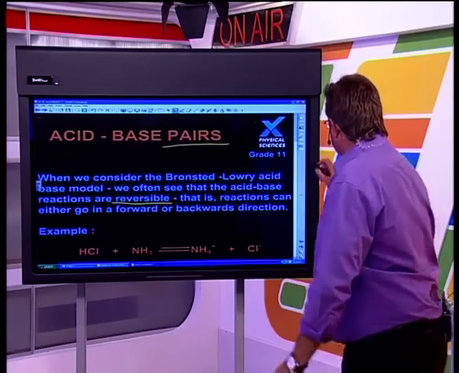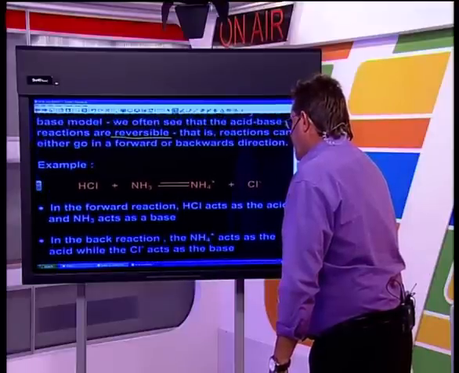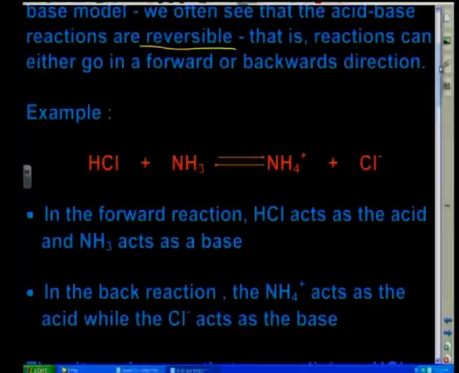And because of this, we are able to identify something called an acid-base pair within the reversible acid-base reaction. So let's pull these up a little bit over here. If we have a look at the reaction, we can see quite easily that the hydrochloric acid will act as the acid.